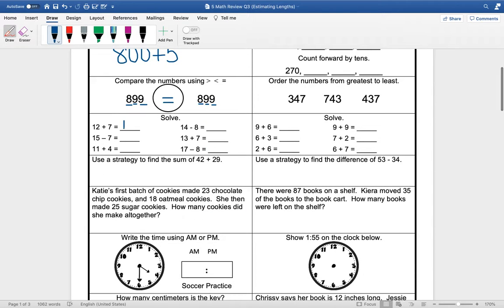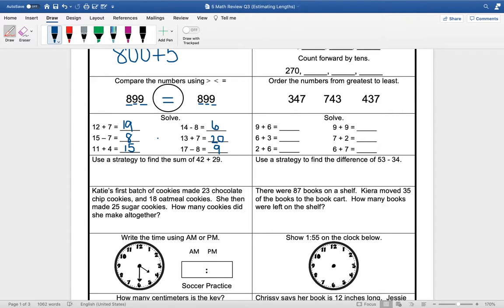12 plus 7 is 19. 15 minus 7 is 8. 11 plus 4 is 15. 14 minus 8 is 6. 13 plus 7 is 20. And 17 minus 8 is 9.